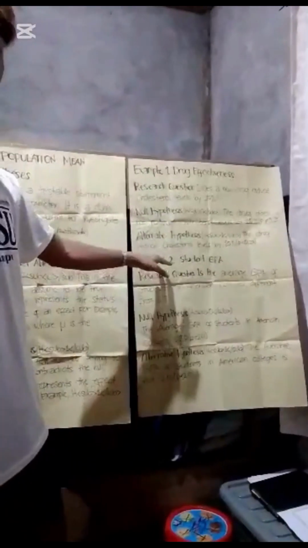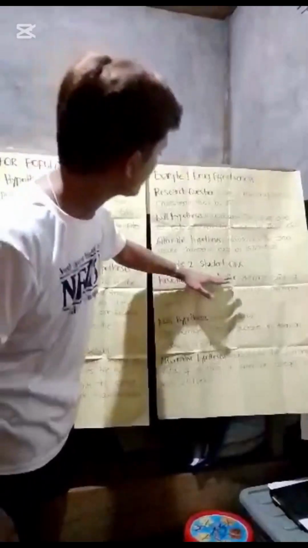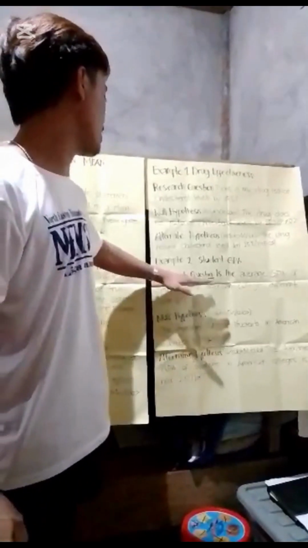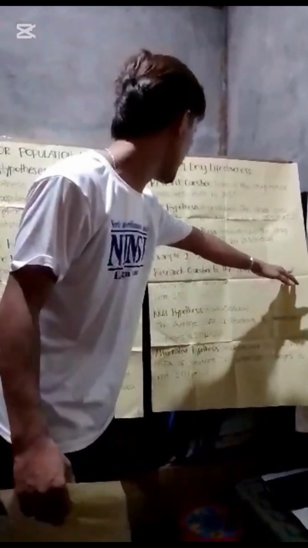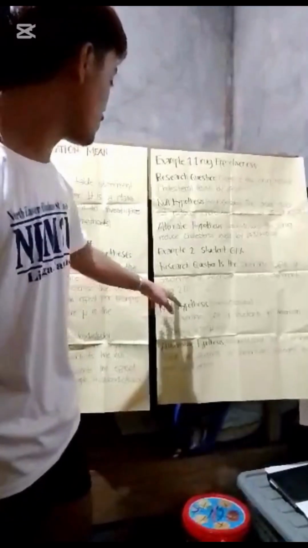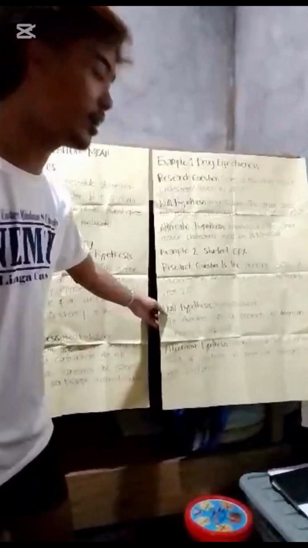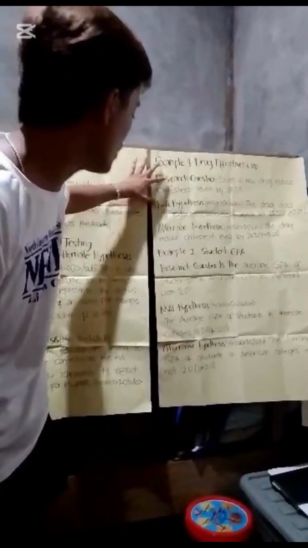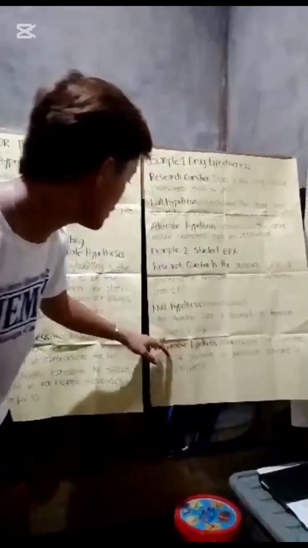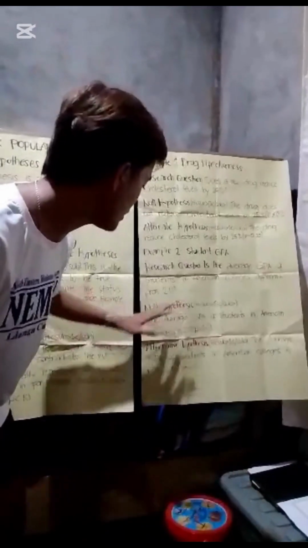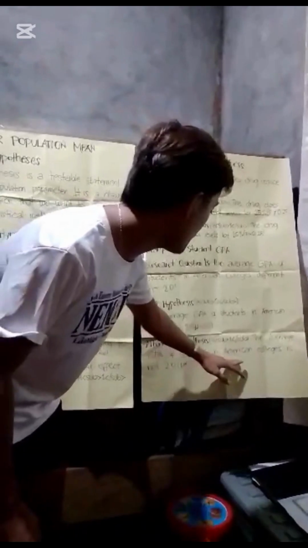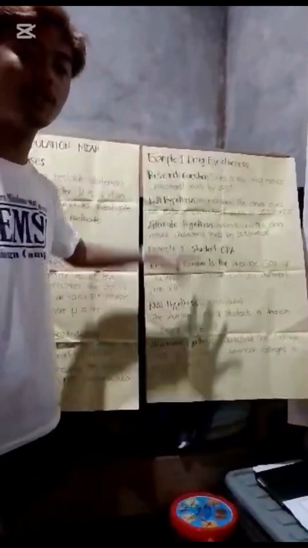The second example is student GPA. The research question is: is the average GPA of students in American colleges different from 2.0? The null hypothesis is the same format as in drug effectiveness. It says that the average GPA of students in American colleges is 2.0, while the alternative says that the average GPA of students in American colleges is not 2.0. That is their difference.